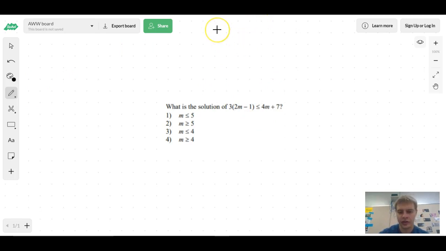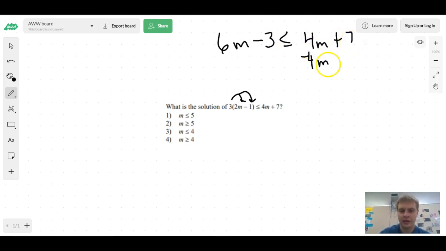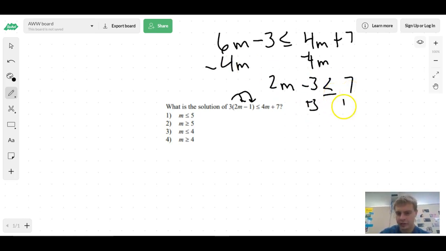When I look at this equation, the first thing I want to do is distribute the 3. So that would give me 6m minus 3 is less than or equal to 4m plus 7. I would then want to get all the m's together, so I'm going to subtract 4m from both sides. That's going to give me 2m minus 3 is less than or equal to 7. I'm going to add 3 to both sides. I'm going to get 2m is less than or equal to 10.